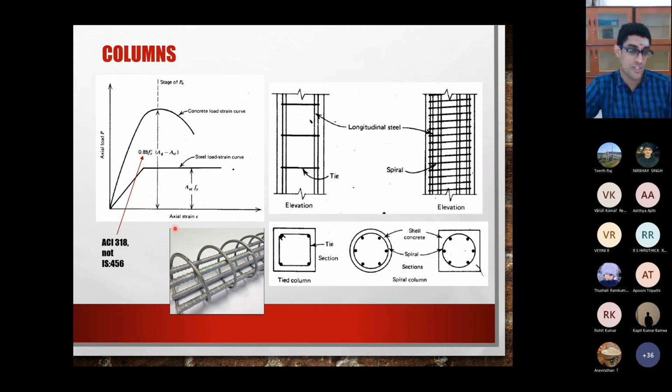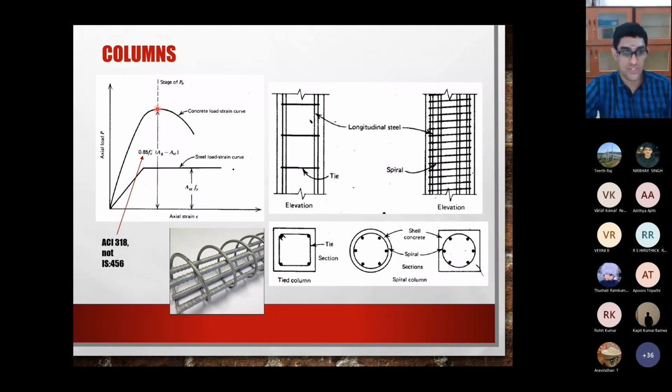So if you have a comparison between axial load and axial strain, this is steel. Load strain, okay, load strain curve. It's not stress strain. If it's a stress strain curve, then for steel it will be much bigger actually. This is load versus strain. So we see that for concrete it goes up, achieves some value over here and then comes down.